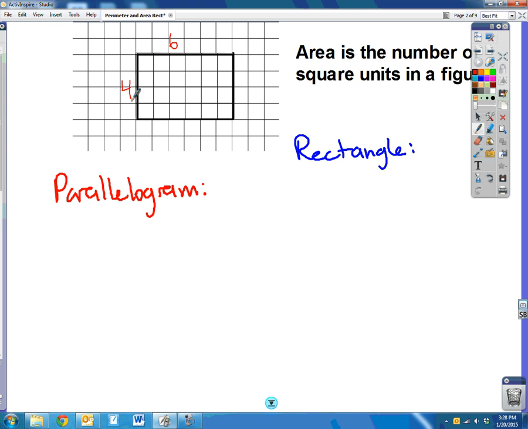And if we call the 6 side there the base, if we do the base times the height of that rectangle, we're going to get the area. So I know some of you know length times width.